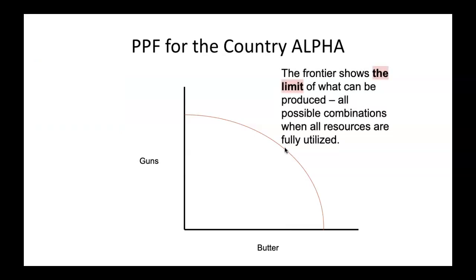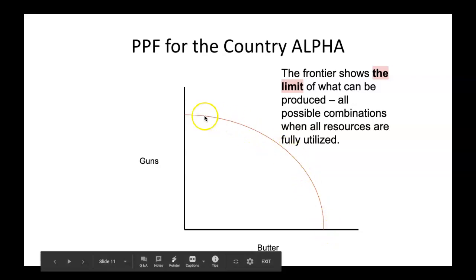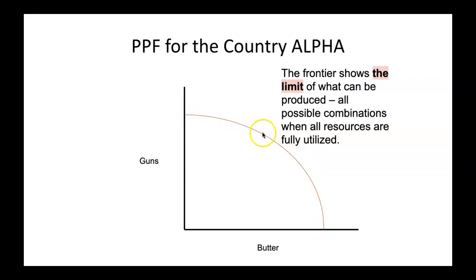Now, we must understand that the whole point of the frontier, the meaning of this curve, is it shows us the limit of what can be produced, all possible combinations when all resources are fully utilized, meaning this is the most this country can produce. Any point along here is the most it can produce, and it simply is incapable of doing more than this. There isn't enough infrastructure, there isn't enough education, there isn't enough population, there isn't enough oil, or whatever the case may be. They simply do not have the resources to go beyond this frontier, this PPF.